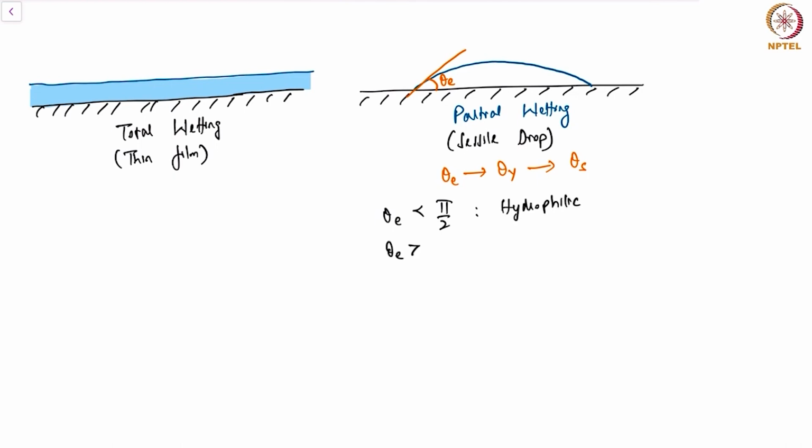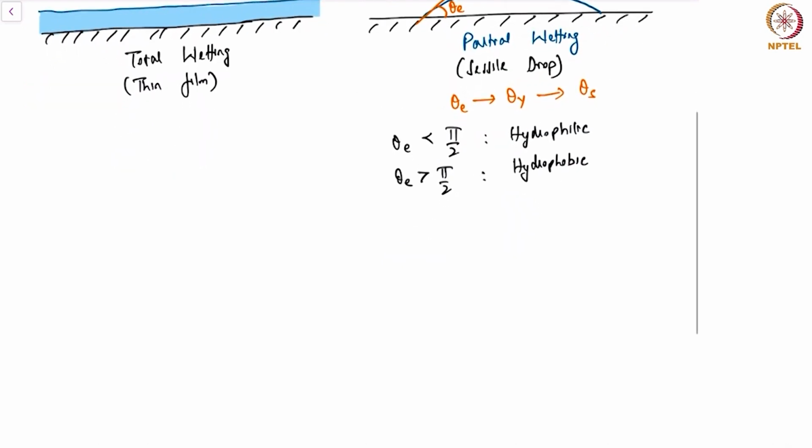And if theta e is greater than pi by 2, then we refer to the surface as hydrophobic. Now note that we are using the words hydrophilic and hydrophobic to suggest that the liquid is water. It need not be the case. We could have other liquids, and the general idea still carries over to other liquid and solid combinations.